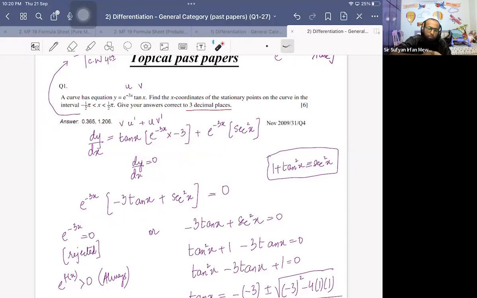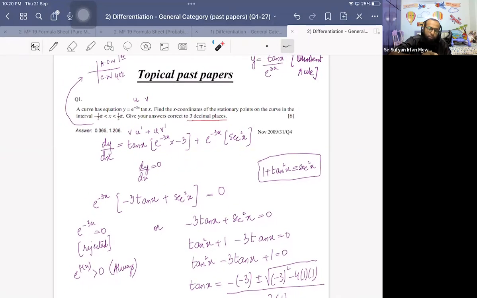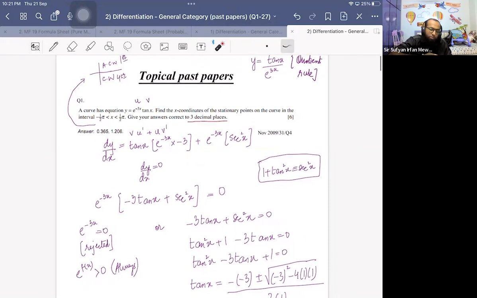Yes, I have not uploaded the past papers yet because this is the first class of differentiation, right? So once I've covered this, inshallah, I'll be uploading the past papers as well. And then you people can attempt the past papers before the next class, and then we solve the queries as well.